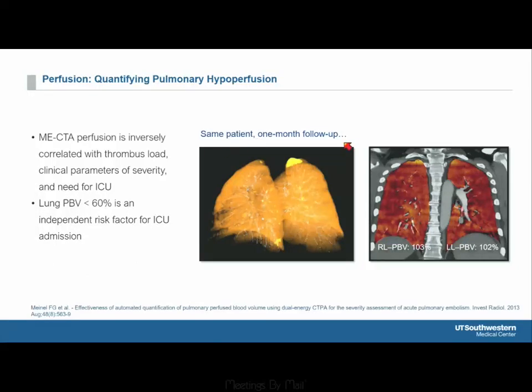This is the same patient, 1 month follow-up after anticoagulation. You can see on the 3D images a significant improvement in those areas of hypoperfusion. And quantitative analysis, again, now showing normalized values for both right and left lungs with clear, as we can see here, clear left lower lobe pulmonary artery.